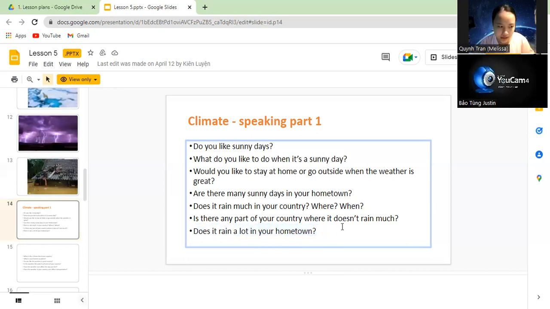Does it rain a lot in your hometown? I will give you some words there. Do you know rainfall or precipitation? Okay, rainfall and precipitation mean the amount of rain, like high precipitation, high rainfall, or low precipitation or low rainfall. Then it means a high amount of rain, a low amount of rain.